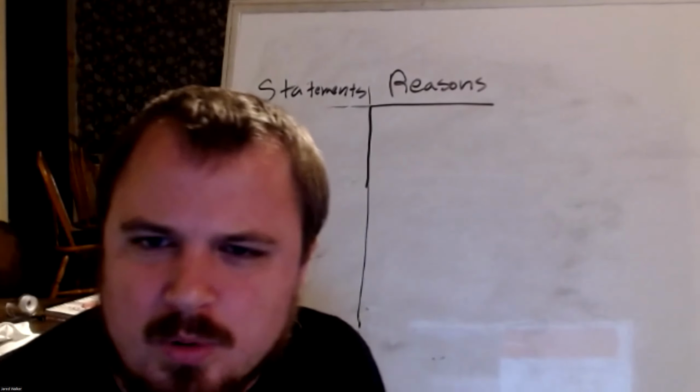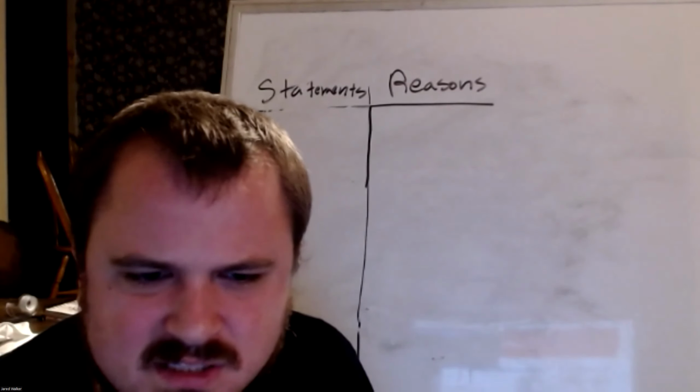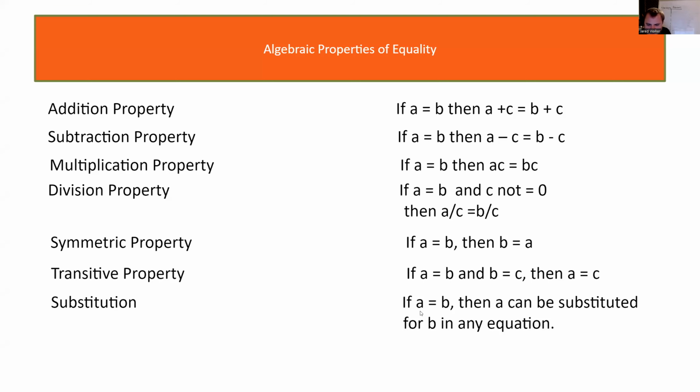So I think I have one more property for you here. I think the last property is the substitution property, which is just if A equals B, then A can be substituted for B at any point in the equation.